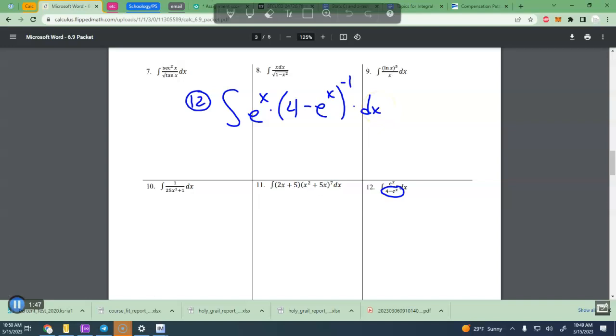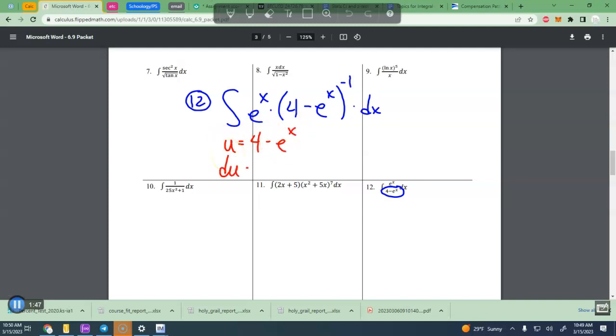So what is u? That's a question we're all trying to answer, right? What are you? Zach. It is. And that's your big guy, and then we've got to see if this matches up. So u is going to be 4 minus e to the x.